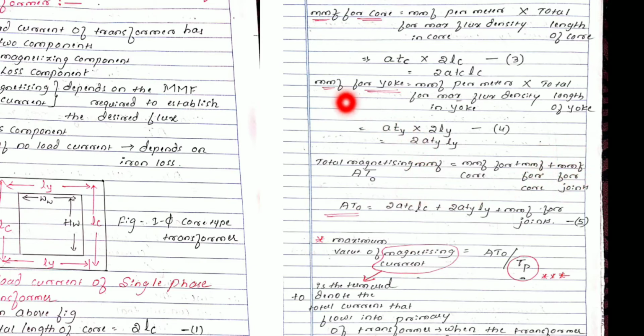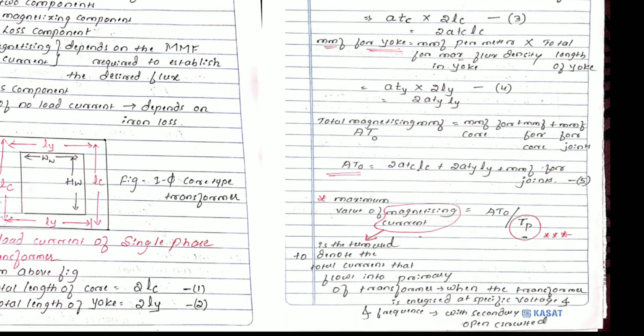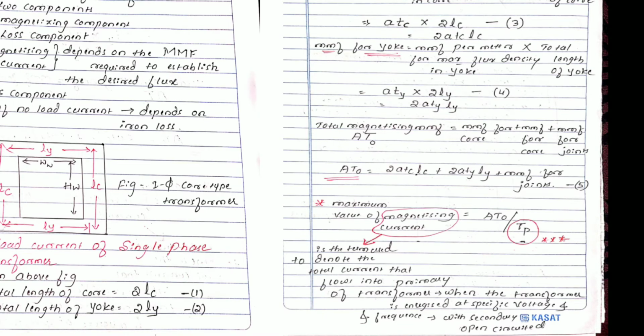Then you substitute here. What is the MMF for the core? 280 Lc Tc. Then what is the MMF for the yoke? That is 280 Ly. Then the MMF for the joints you write as it is. So call this equation 5. Next, what we are going to derive now? MMF is nothing but magnetizing current depends upon the MMF here. So how do we write the magnetizing current now? The maximum value of the magnetizing current will be equal to AT0 divided by TP.